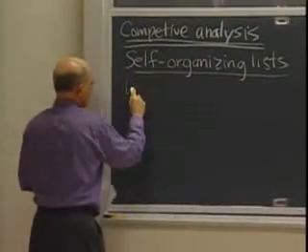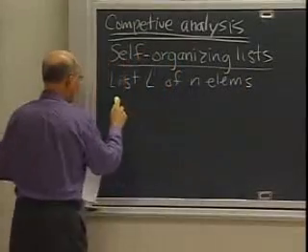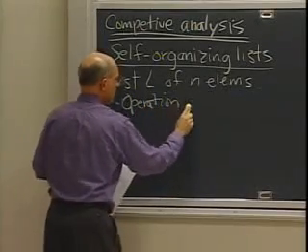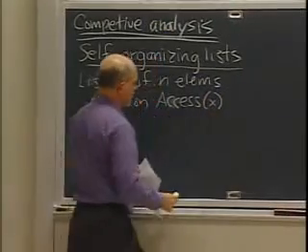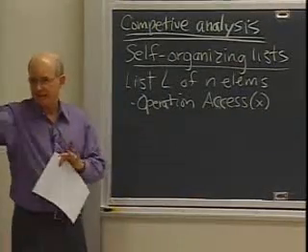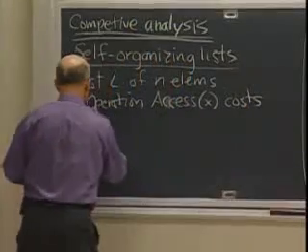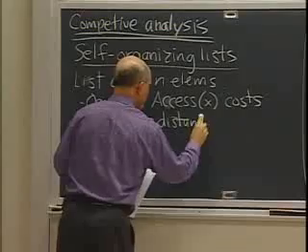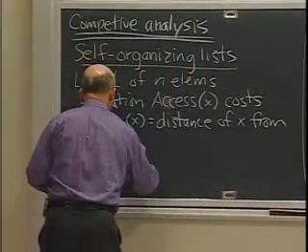Okay. And so the setup for this problem is that we have a list L of n elements. And we have an operation access of x, which accesses item x in the list. Could be by searching, or it could be however you want to do it. But basically, it goes and touches that element. And we're going to say the cost of that operation is whatever the rank of x is in the list, which is just the distance of x from the head of the list.